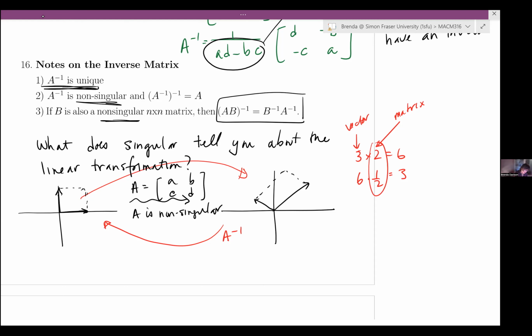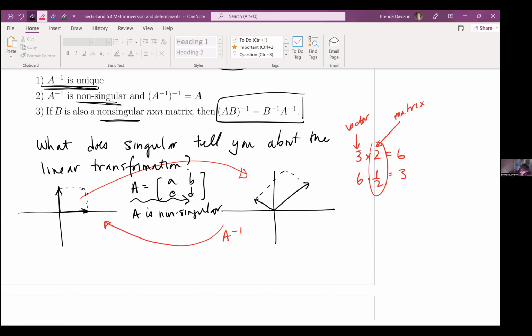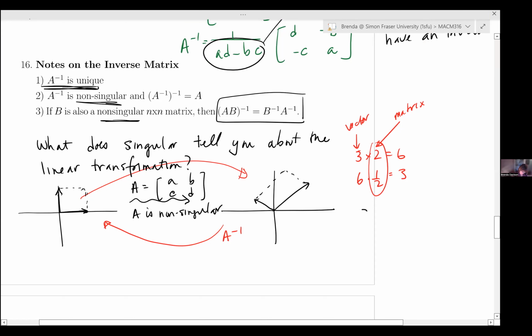Contrast that with the case where we would do something like this. 3 times 0 is equal to 0. And then we want to go back. 0 times what is equal to 3? There's no multiplicative inverse for 0, so we can't get backwards. And so that doesn't work. You see that 0 does not have a multiplicative inverse. Nothing times 0 is equal to 1.